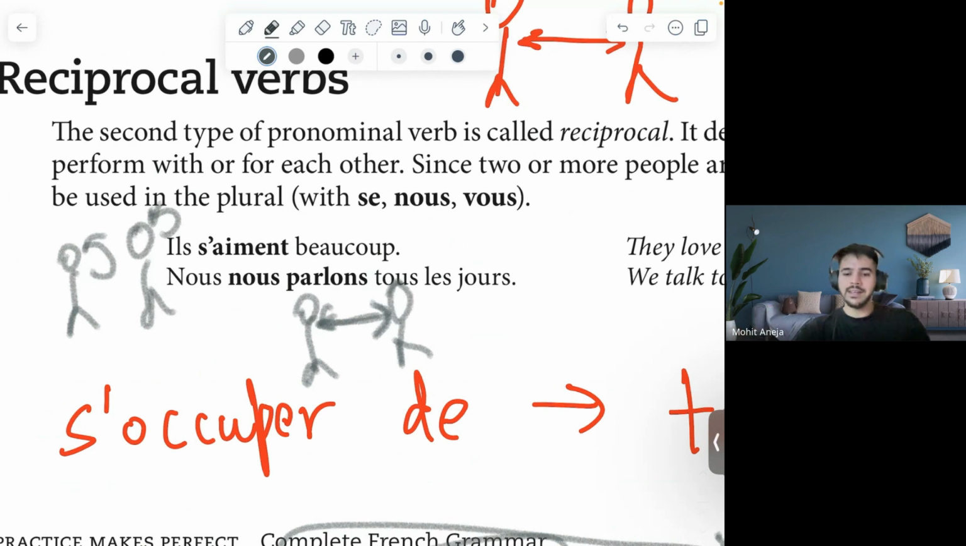When I write, sometimes I write in the WhatsApp chat, I actually write this. If I write this, what does that mean? I'm actually using a reciprocal verb here, which is se voir. On se voit aujourd'hui à 8 heures. If I write this in the chat, what does that mean? Are we going to meet each other at 8 o'clock? So what verb did I use? Se voir, which is a reciprocal verb.